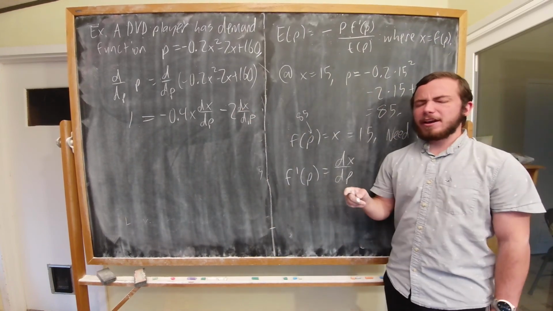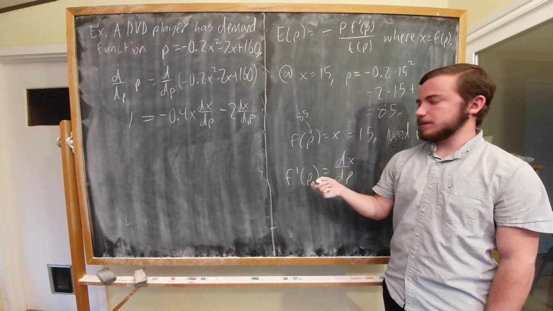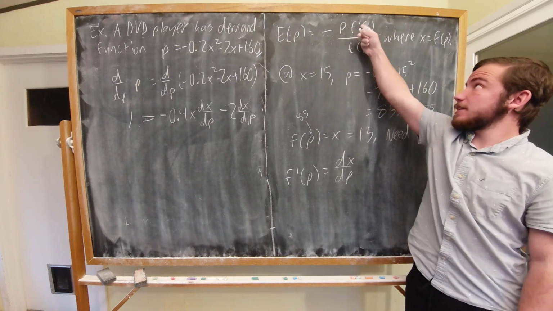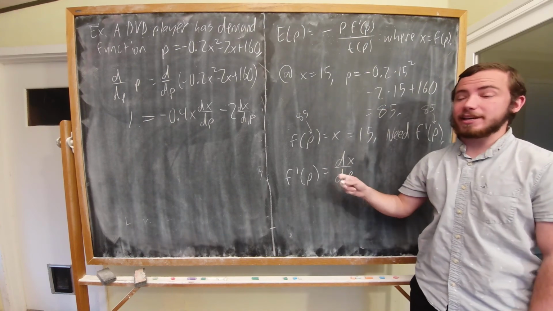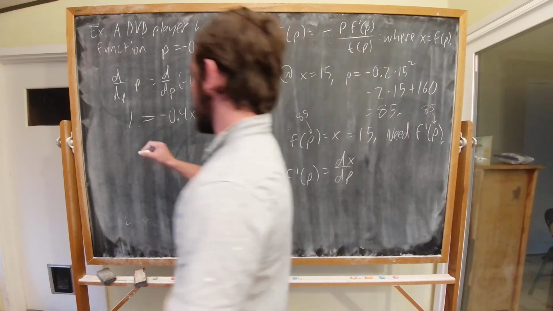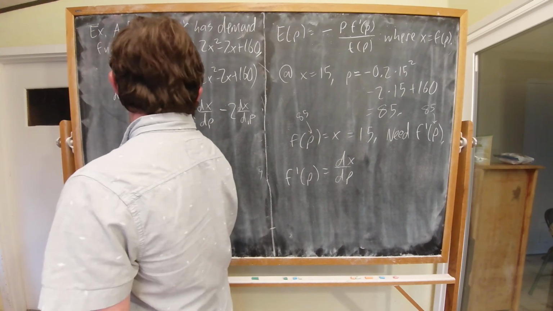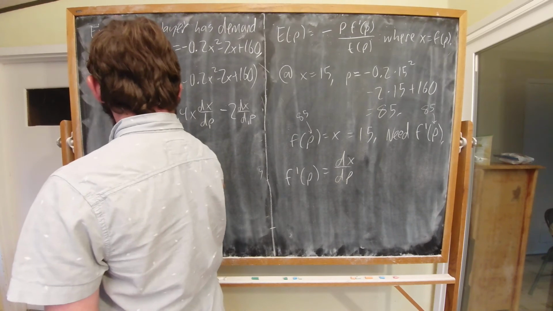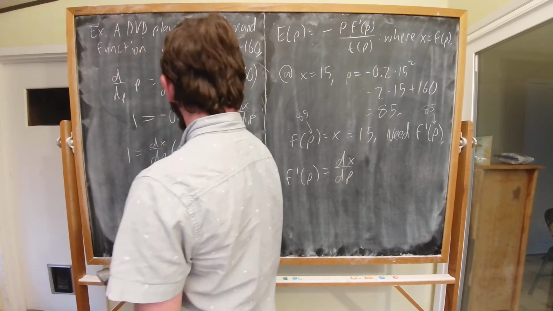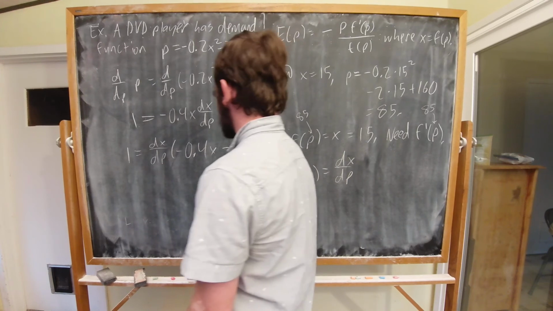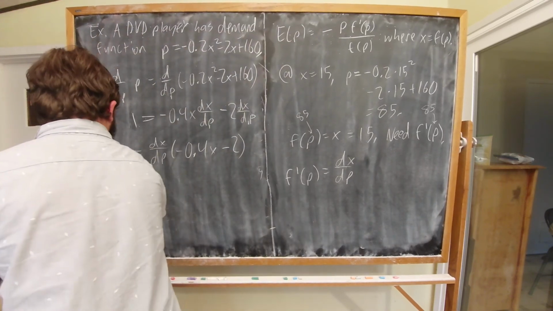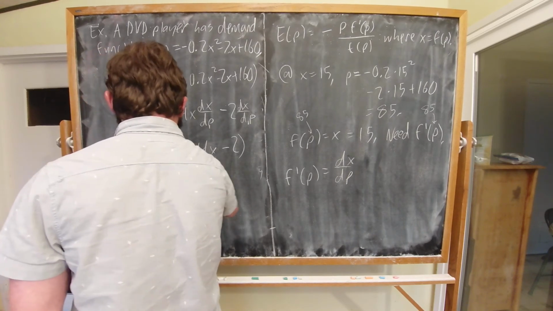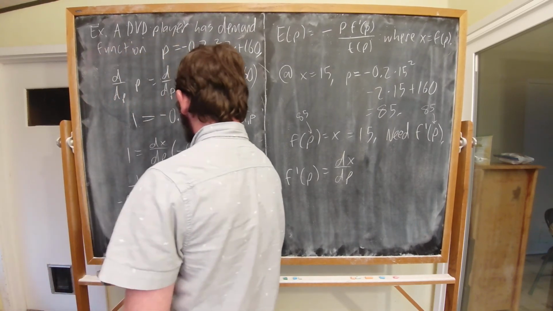Okay. You might be like, why are we trying to find dx dp? Again, because F of P is equal to X. And what we really wanted is F prime of P. That just happens to be dx dp by our setup. Alright, so that's all equal to 1. Factoring, 1 is equal to dx dp times negative 0.4x minus 2. 1 over negative 0.4x minus 2 is equal to dx dp.